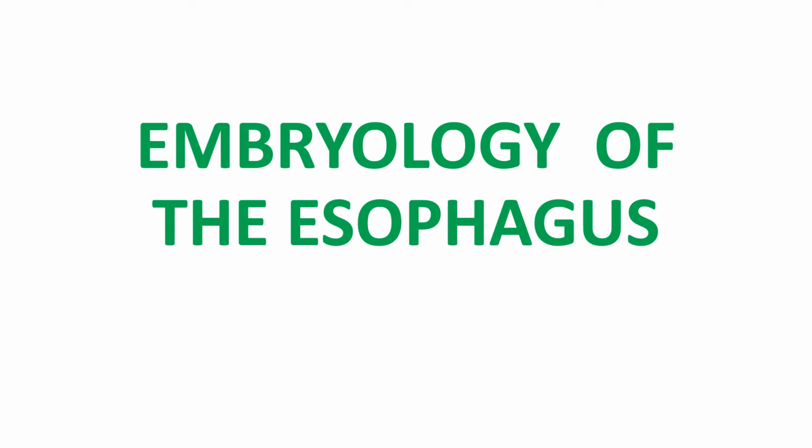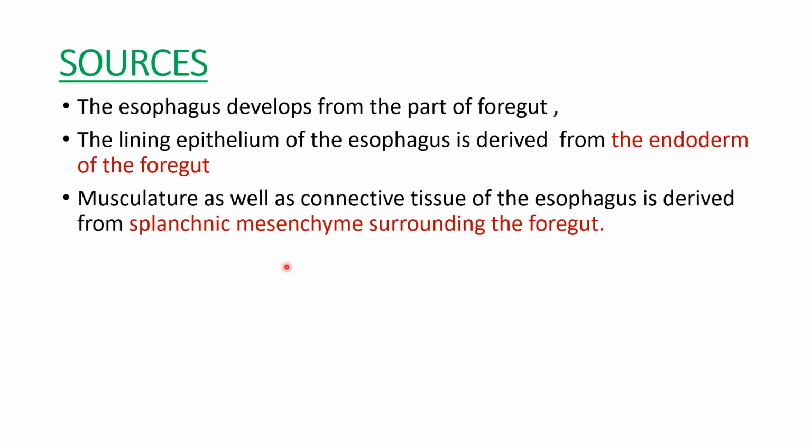Today we are going to talk about the embryology of the esophagus. We shall do this in a very systematic way. We shall start with the sources, then the sequence of the events, then the anomalies. So it develops from its part of the foregut.